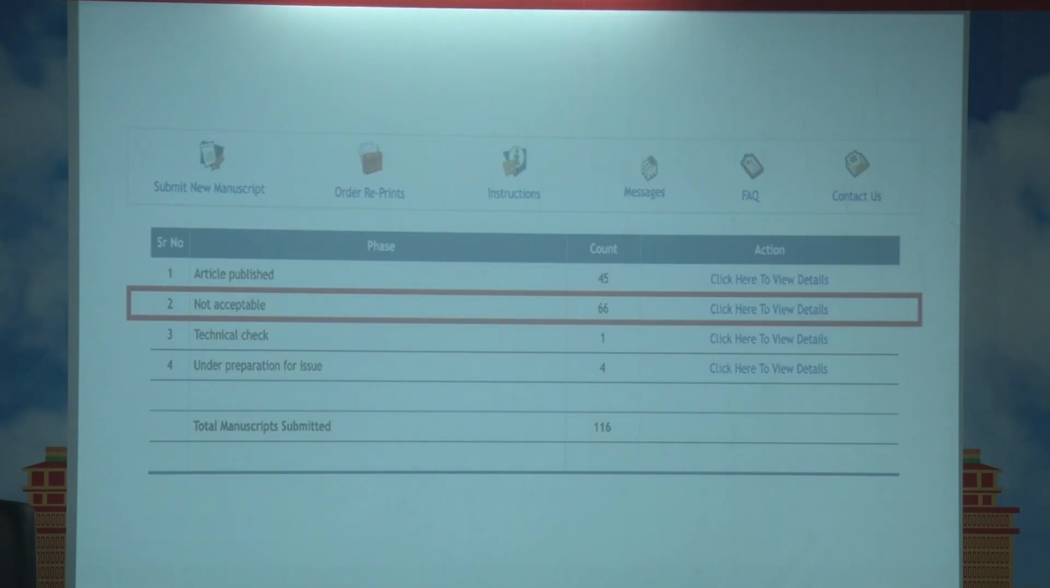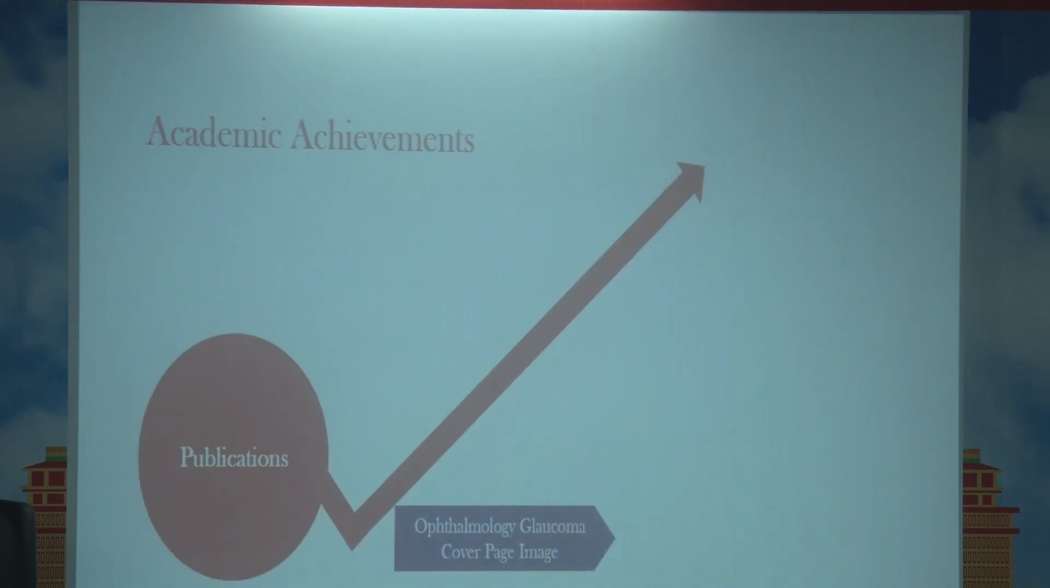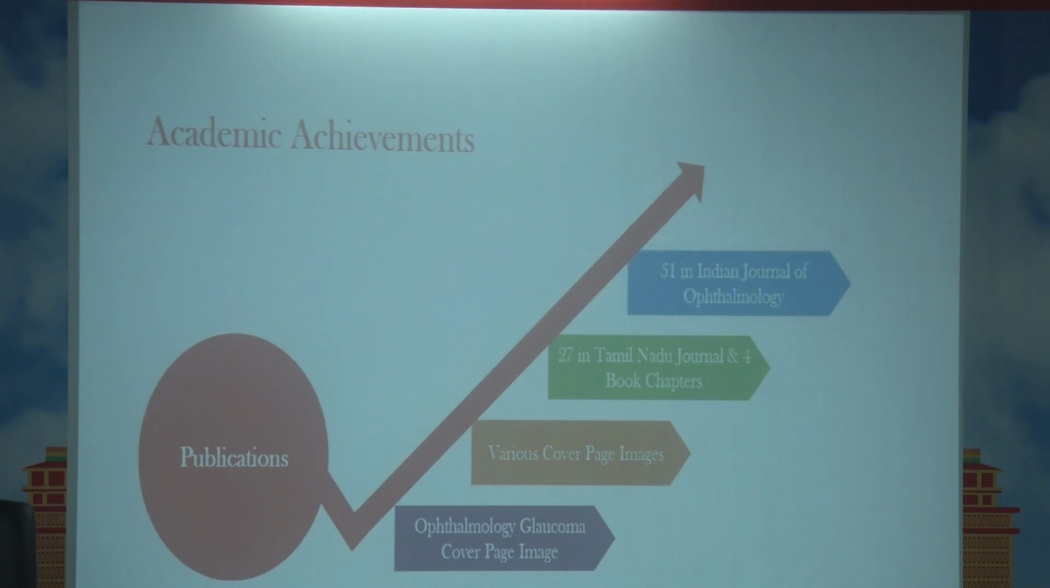See, this has really helped the last 2 years in my academics as well. You can see that there were more rejections when I started, but now this is my IJO portal, close to 50 publications now in the Indian Journal of Ophthalmology. My academic growth has come up very well. I have an image published in the American Academy of Ophthalmology. I have done 27 in the regional journal as well, and 51 in IJO.